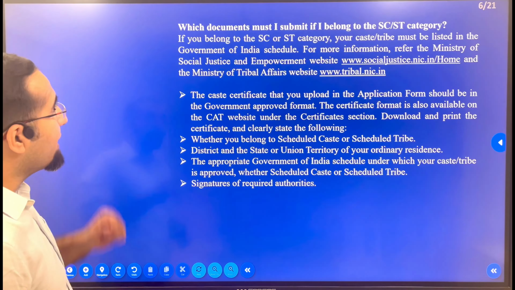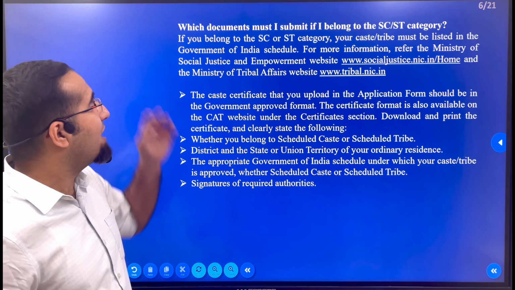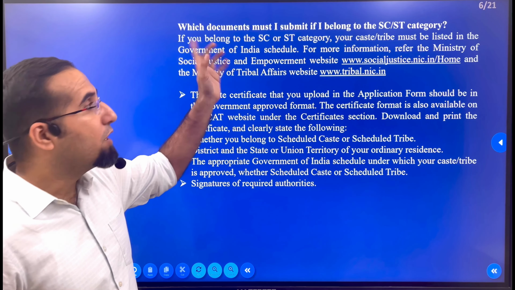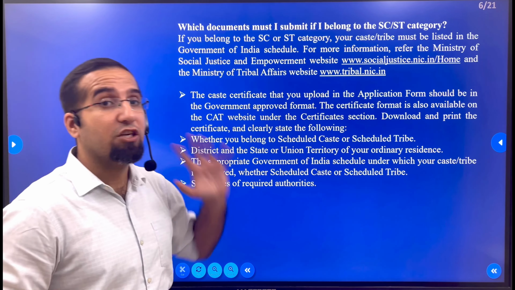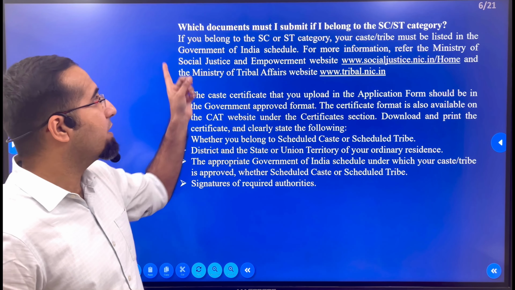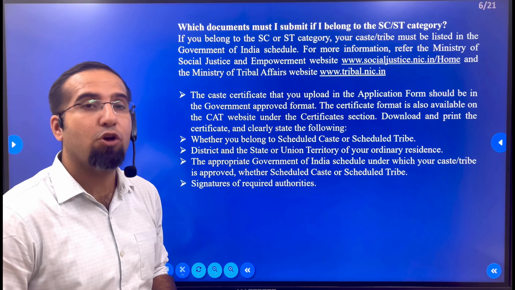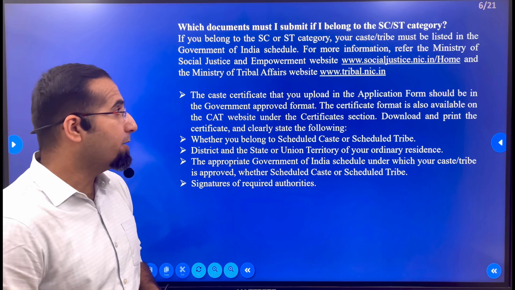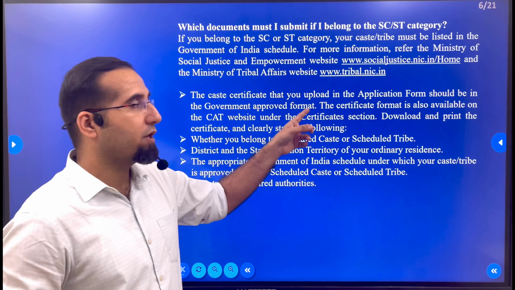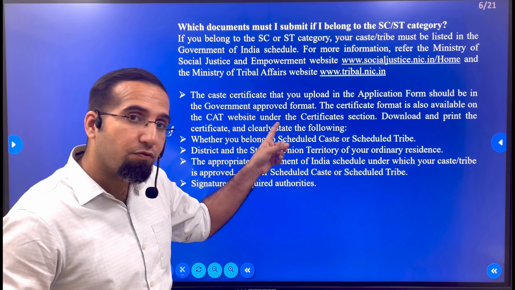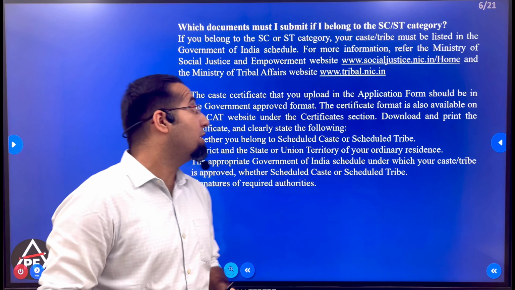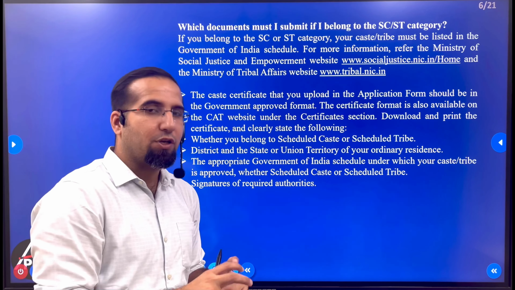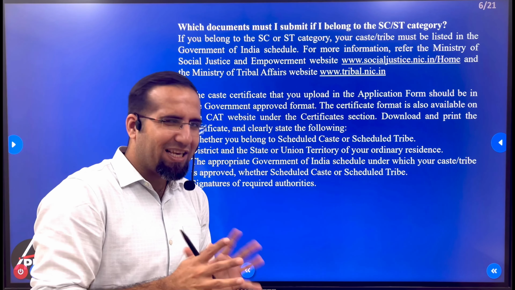Right? Now, a few doubts that generally students ask: which documents must I submit for SC and ST category? Now, if you are belonging to this category, the caste or tribe must be listed in Government of India schedule, right? So, for more information, you can visit this website, which is socialjustice.nic.in, or you can also go ahead with www.tribal.nic.in. Clear? Now, the caste certificate that you will be uploading in the application form should be in the government approved format, right? The certificate format is available in the CAT website as well. So when you scroll down in the home page, you'll get a lot of PDFs which are given by the IIMs, and that makes your process pretty easy in a way, okay?